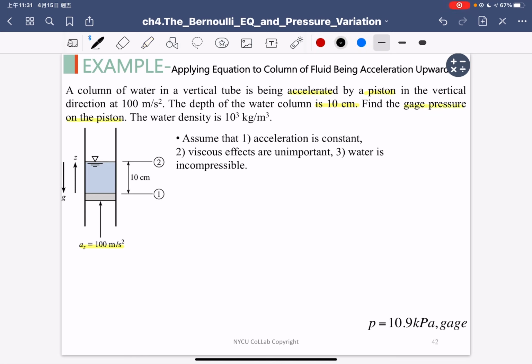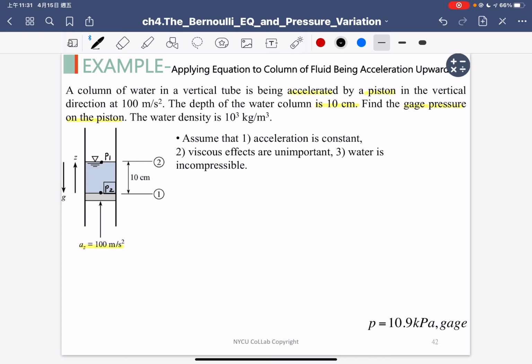So that's the question: we need to know how large the gauge pressure is at this point. We would like to calculate the pressure at this point, and we have a reference point. Maybe I use this as P1 and this as P2. So we need to know how large P2 is. We know that the water density is 1000.